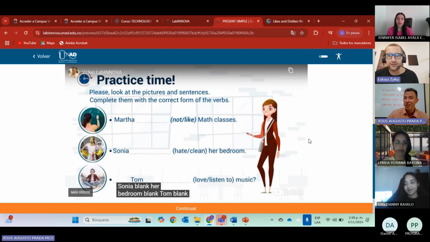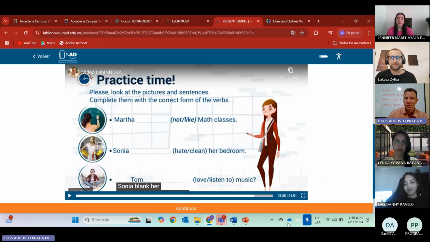you can say Sonia hates cleaning. Yeah, Sonia hates cleaning her bedroom. Yes, that's exactly, very good. Excellent. But the first expression that you used is okay. You can use that expression as well, right? Very good. And what about the last one?